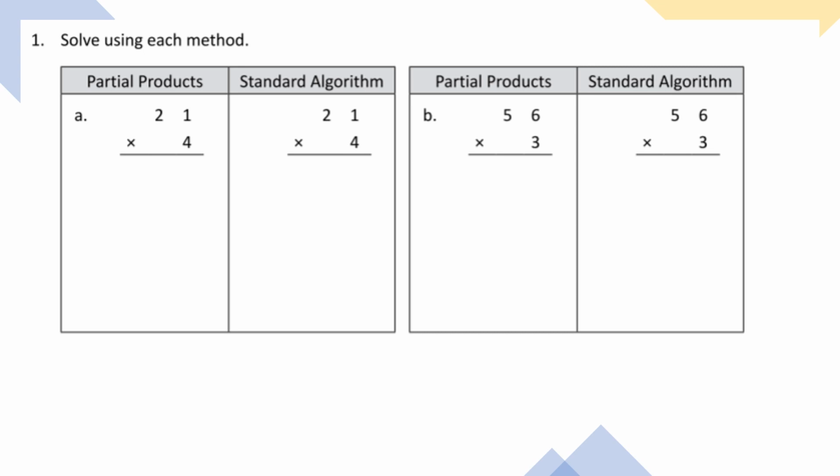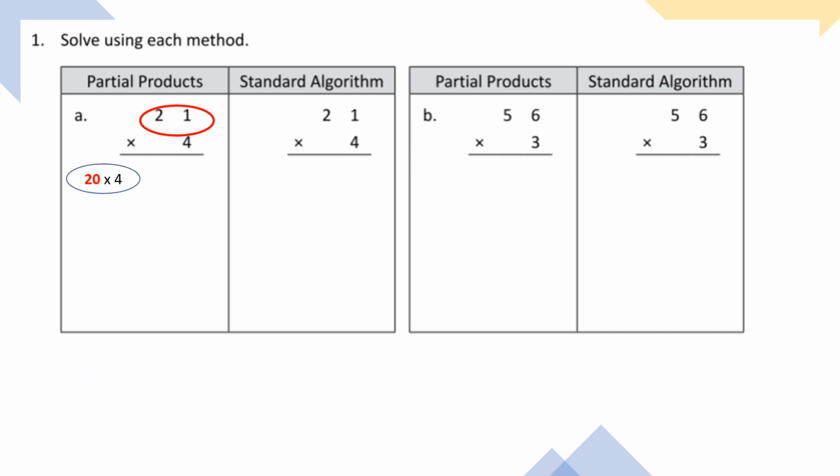Number one says, solve using each method. So they want us to solve using partial products first, then by using the standard algorithm. Okay, so with partial products, we're going to break apart the big number, right? Using a 10 and a 1. So for 21, we would be breaking it apart by saying 20 plus 1.